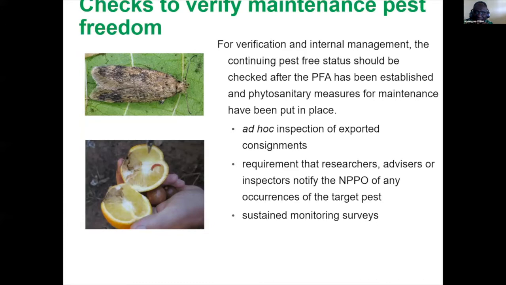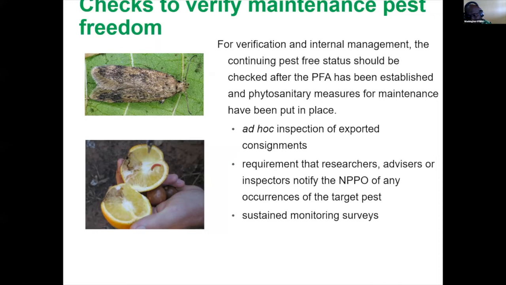It is good also to have checks for verification of pest freedom. And again, this is very strongly connected with the need to access laboratories with dependable, quick turnaround time laboratory services, because verification and internal management is important for maintenance of a pest-free area. So as you want to establish a pest-free area, think of how you will maintain it. To maintain it, you will need to access laboratory services, ad hoc inspections of exported consignments, and requirements that researchers and other people notify the NPPO of occurrences of any pest they target.